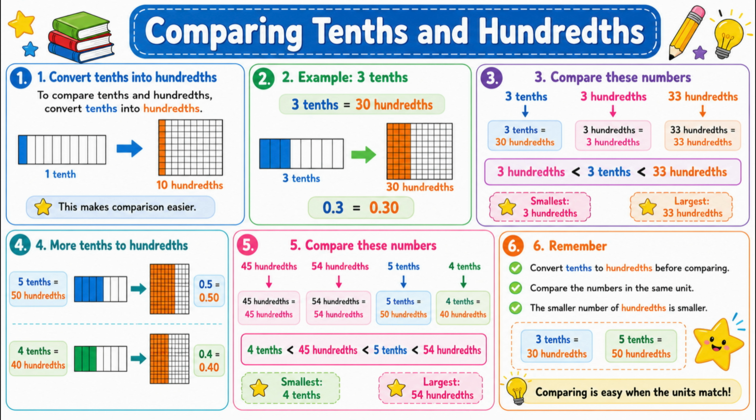Comparing tenths and hundredths. To compare tenths and hundredths, convert tenths into hundredths. For example, 3/10 is equal to 30 hundredths. So when comparing 3/10ths, 3/100ths, and 33/100ths, 3/100ths is the smallest. 33/100ths is the largest. Similarly, 5/10ths is equal to 50/100ths. 4/10ths is equal to 40/100ths. So, when comparing 45/100ths, 54/100ths, 5/10ths, and 4/10ths, 4/10ths is the smallest, and 54/100ths is the largest.